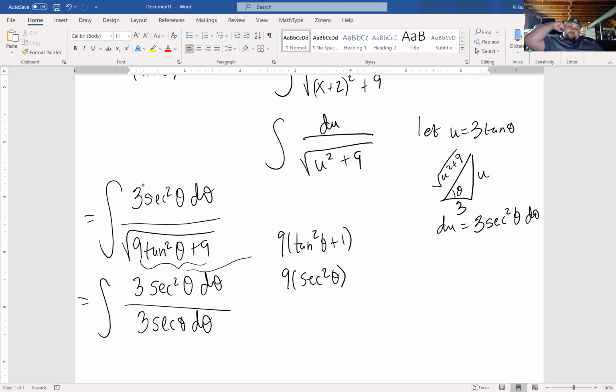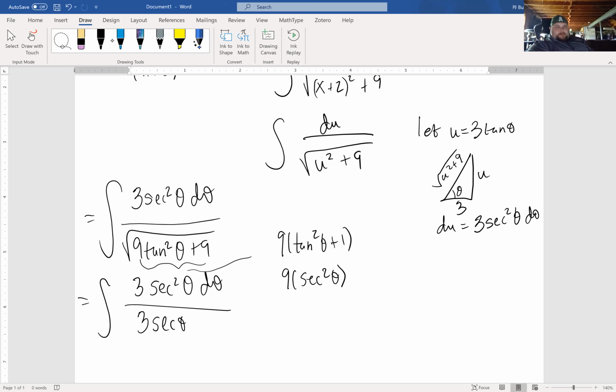So it looks like you'd end up with 3 secant theta down there. Oops, not meant to put that d theta. There we go. And if that's the case, we would get rid of these, and we'd be left with this.